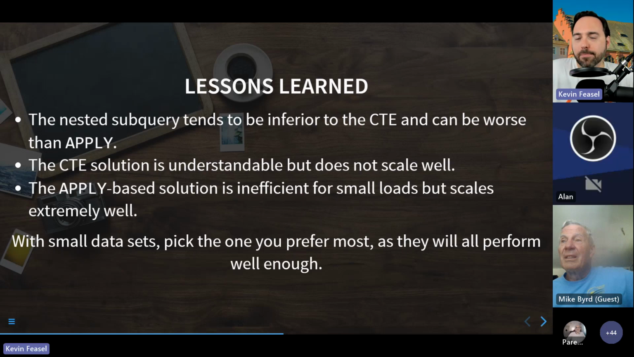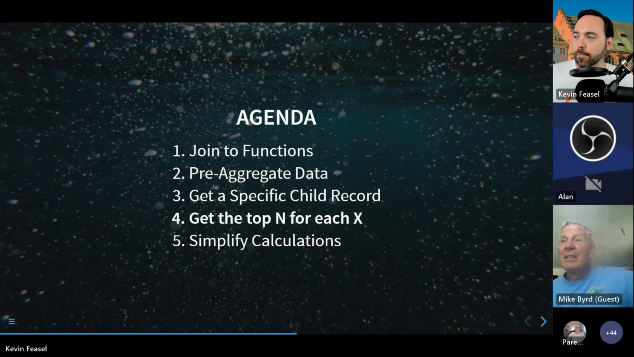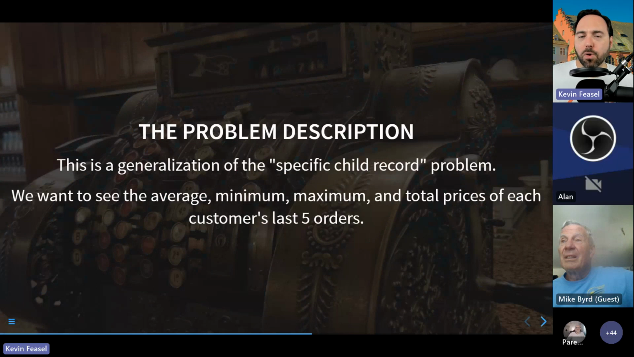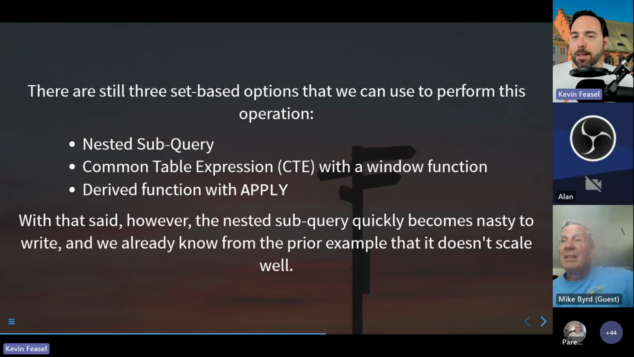So with a small data set, pick whichever one you like nicest. With a large data set, you're probably going to want to try out apply. Now, this becomes even more true as we expand beyond the simple case of give me the latest row, and instead say, well, what if I want not just the latest row, but the 5 latest rows? So now I want to get the average, the min, the max. I want to get total prices of their 5 latest orders per customer. And again, I can try to solve this problem the same way.